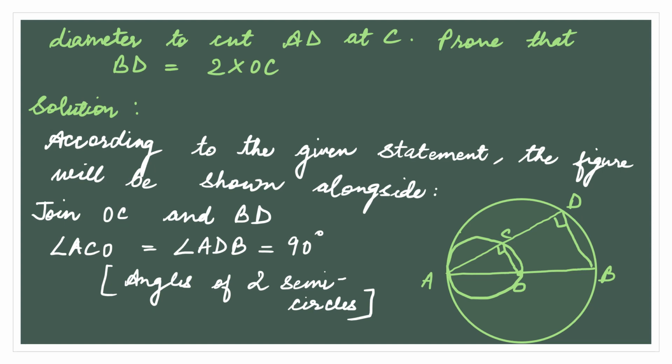So here, children, according to the given statement, we will find out the solution. This is the first circle A, B, this big circle, and the second circle touches here, and O is the center of the bigger circle.